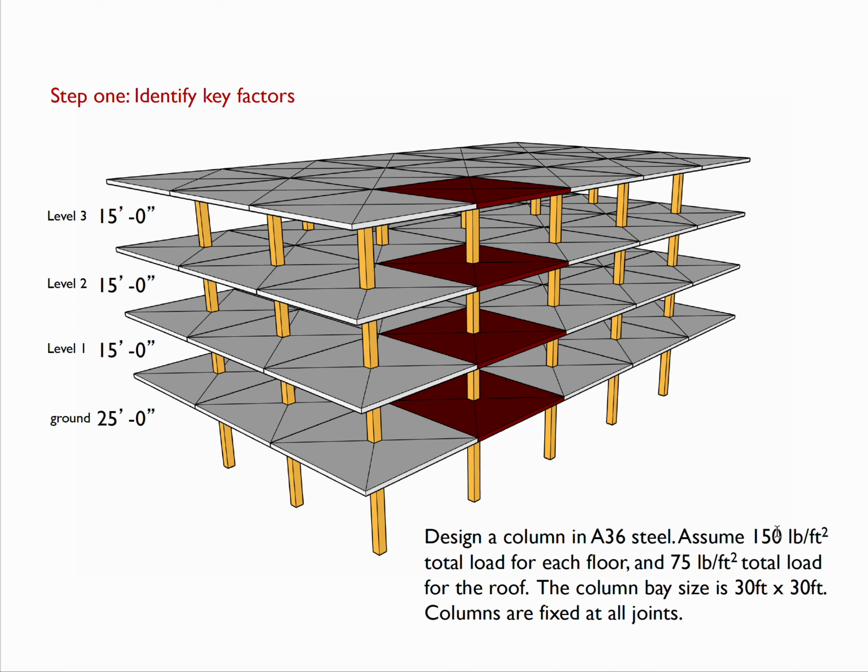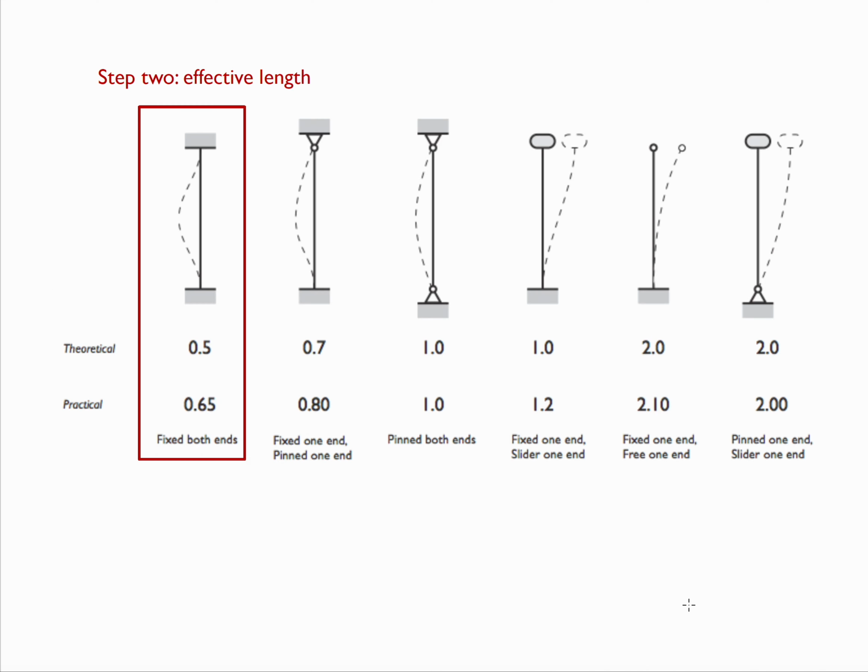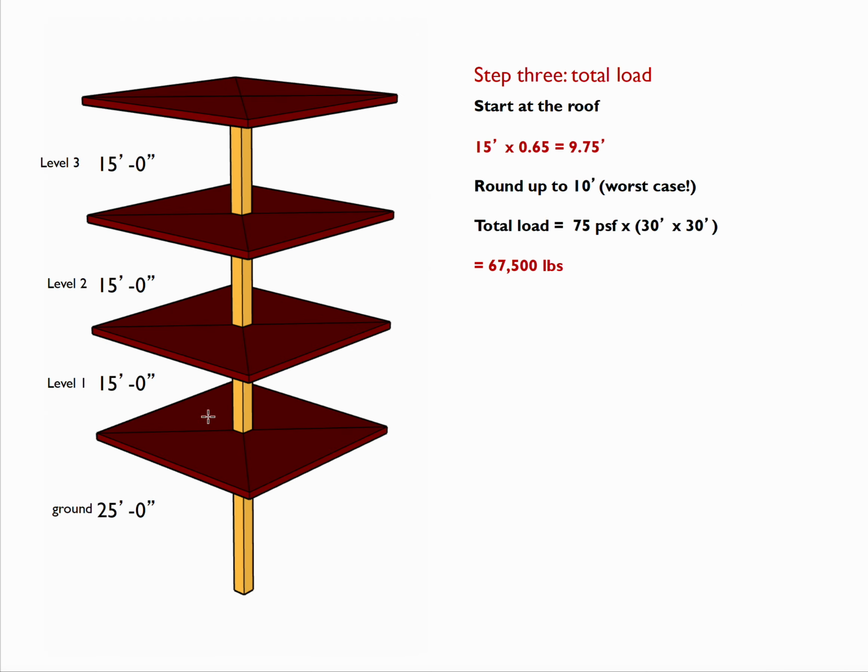In this, I'm giving you 150 pounds per square foot for the total load, 75 pounds per square foot for the roof, because the roof is lighter. The column bay size is a 30 by 30, and the columns are fixed at all joints. I'm going to take this out of its context of the larger building, simply look at this on its own. So the first thing I need to look at is, because it was fixed on both ends, its practical length, its K factor, is 0.65.